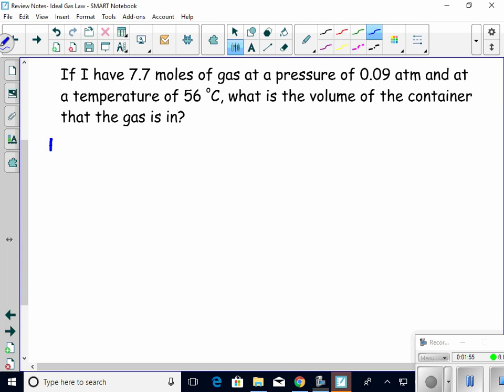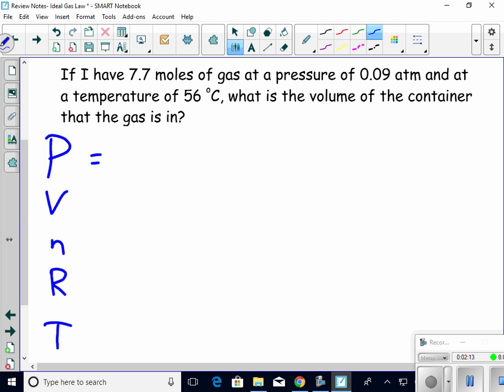So, I line them up. I say, okay, PV and RT. I just put them off to the side like that, real simple. In order to calculate something, I need 4 out of 5, don't I? So I go through. Do I have a pressure?